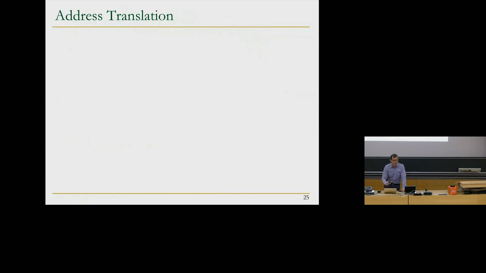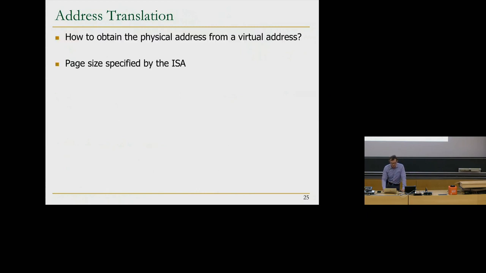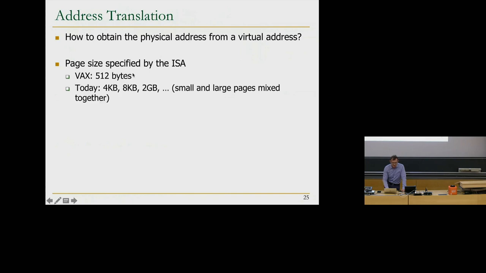Okay, address translation we talked a lot about. I'm going to go through it quickly. Basically, how do you obtain the physical address from a virtual address? Page size is specified by the ISA. In the past, the page sizes were small. VAX, for example, Digital Equipment's old architecture, had 512 byte page sizes, which were small.